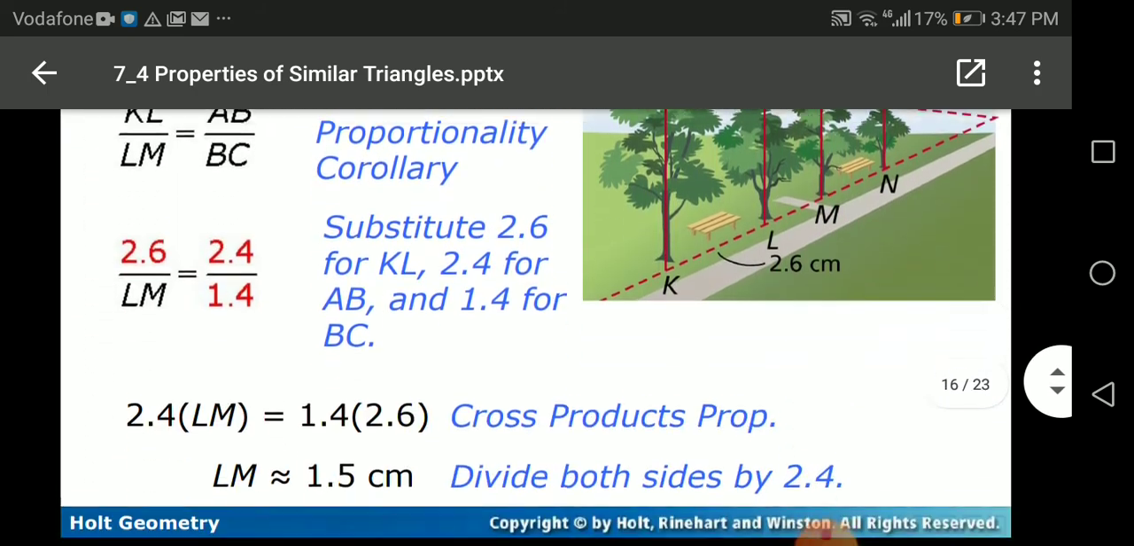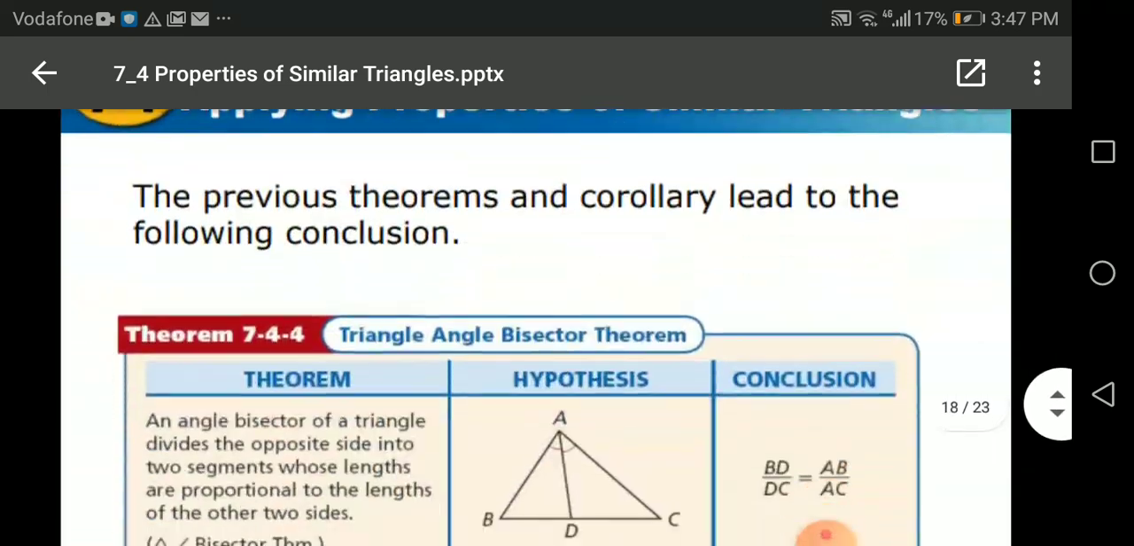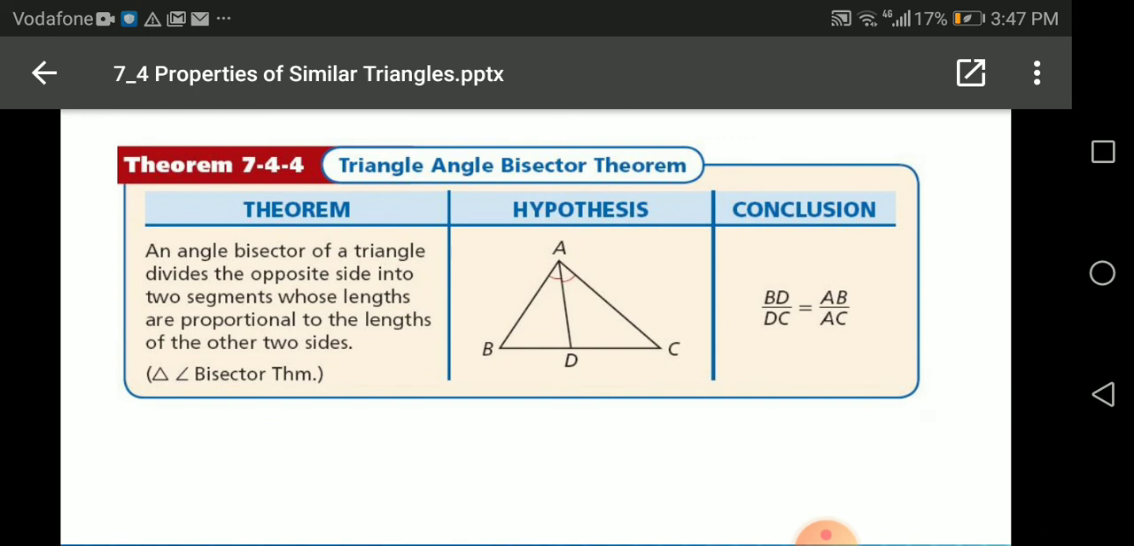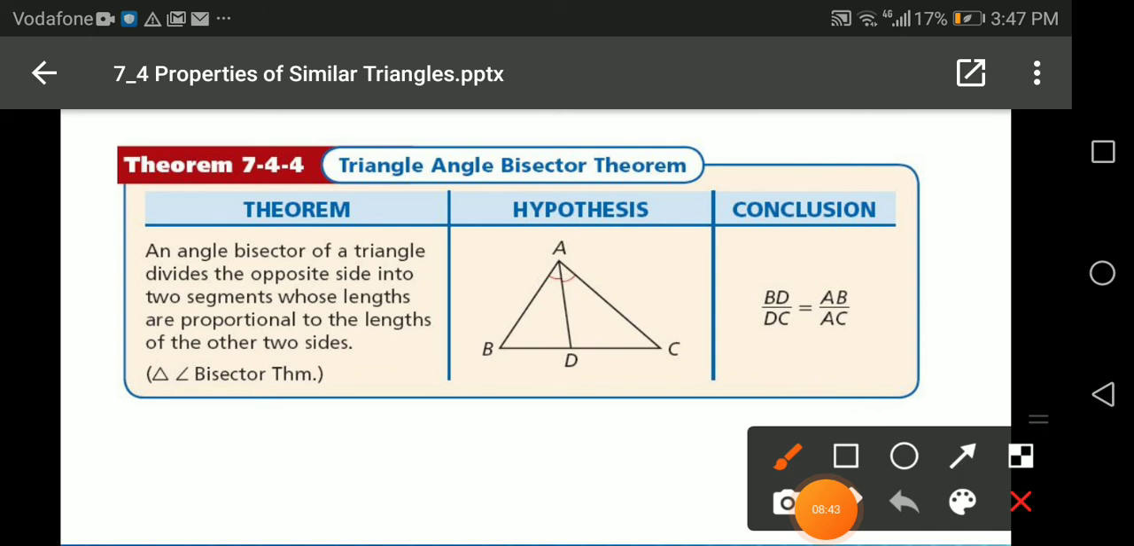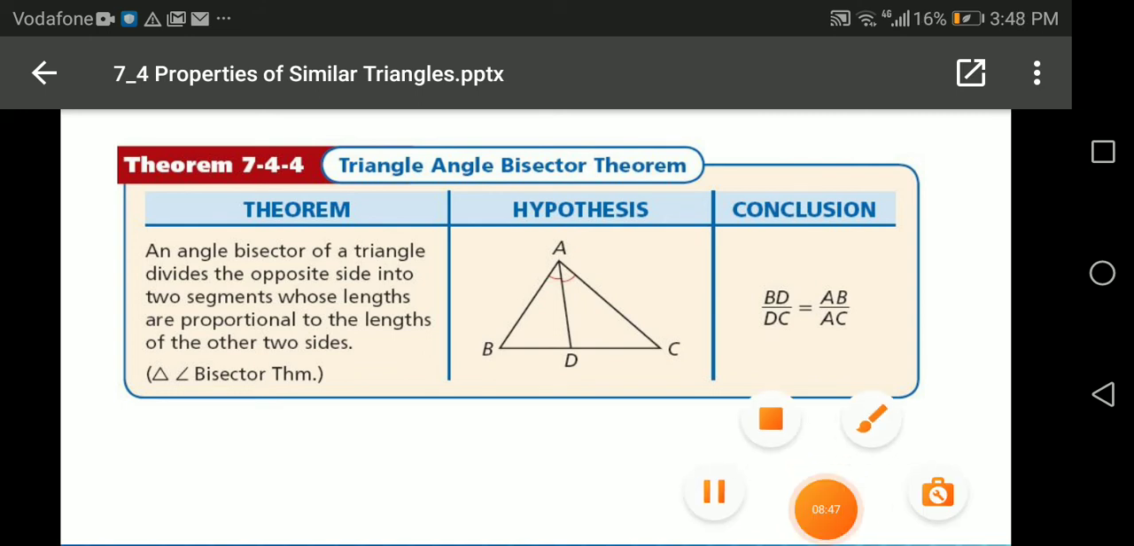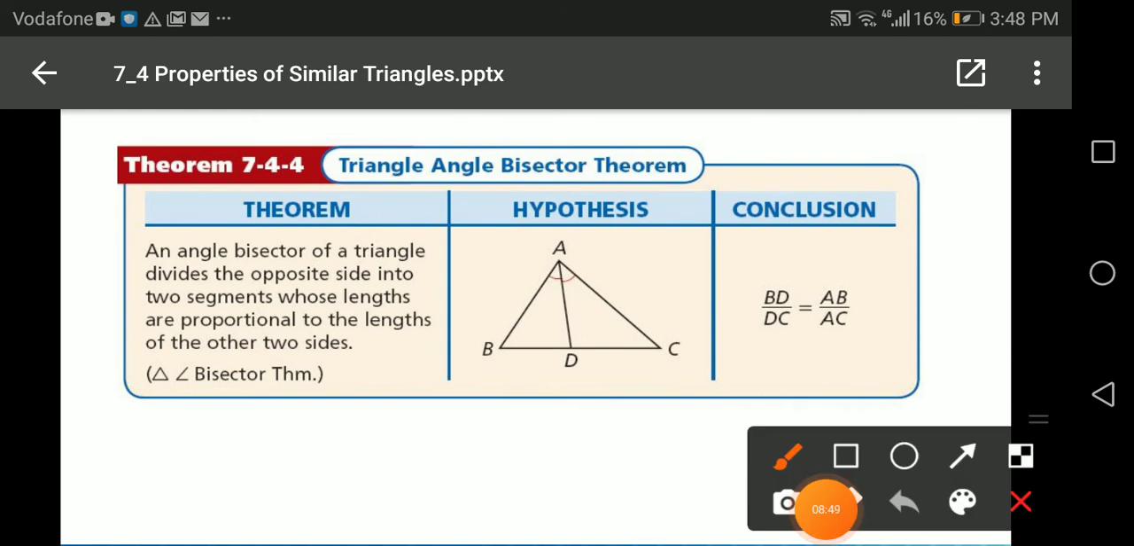Okay, so let's go to the next theorem, the last theorem we've got here, the angle bisector theorem. What's the angle bisector theorem, guys? The angle bisector of a triangle gives you two congruent angles inside. This means that you've got another conclusion: BD over DC is the same as AB over AC.